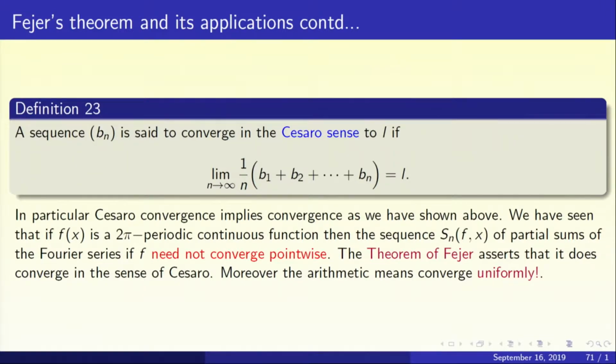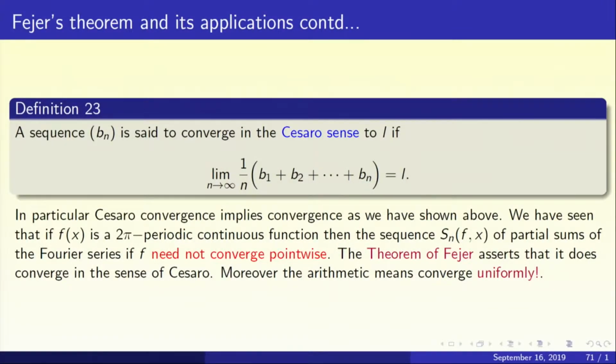Now, coming back to Fourier series, we have seen that if we have a 2 pi periodic continuous function, its Fourier series may not converge. The partial sums may actually diverge. In fact, it may diverge at a large number of points. We already discussed this in module 1 in the chapter on pointwise convergence.